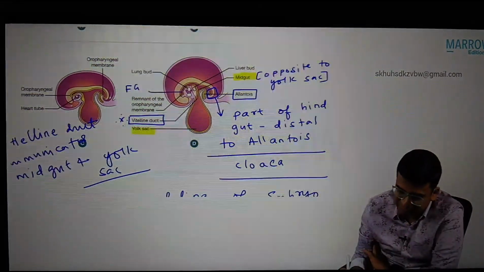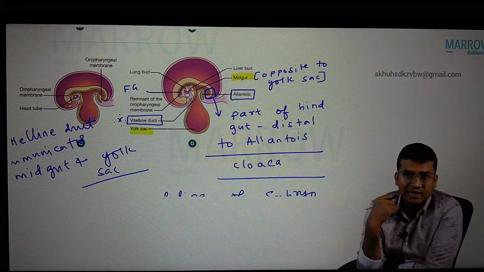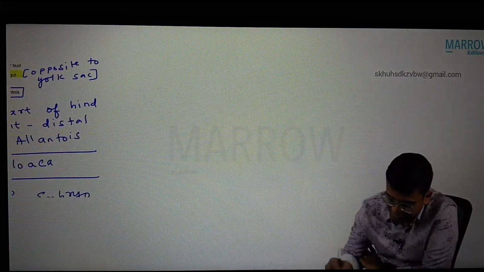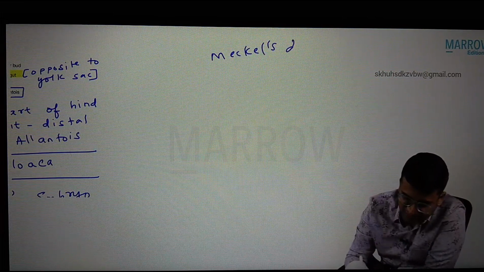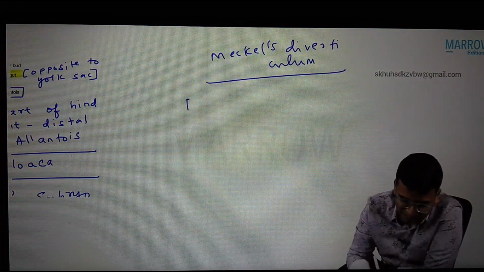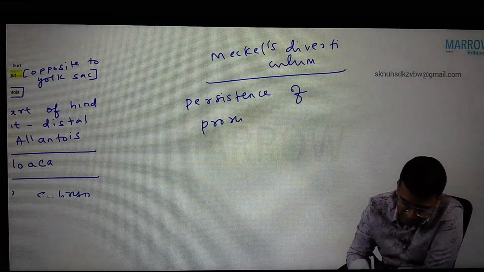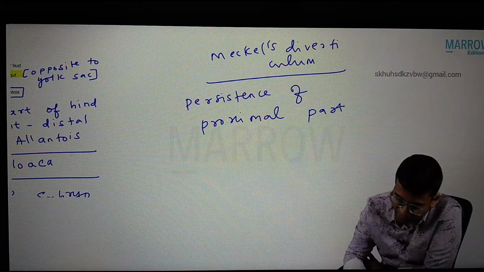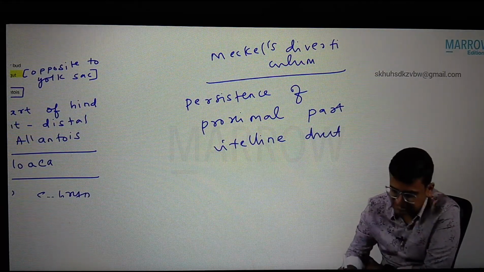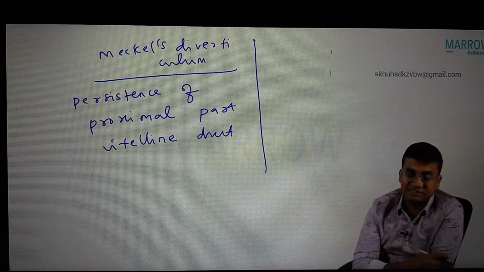Now in some babies, the proximal part of the vitelline duct persists and in turn forms Meckel's diverticulum. Okay, so Meckel's diverticulum, please write. It is nothing but a persistence of the proximal part of the vitelline duct.